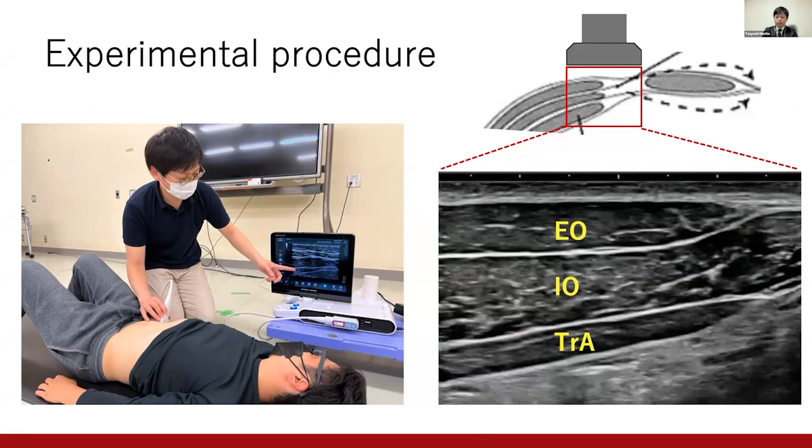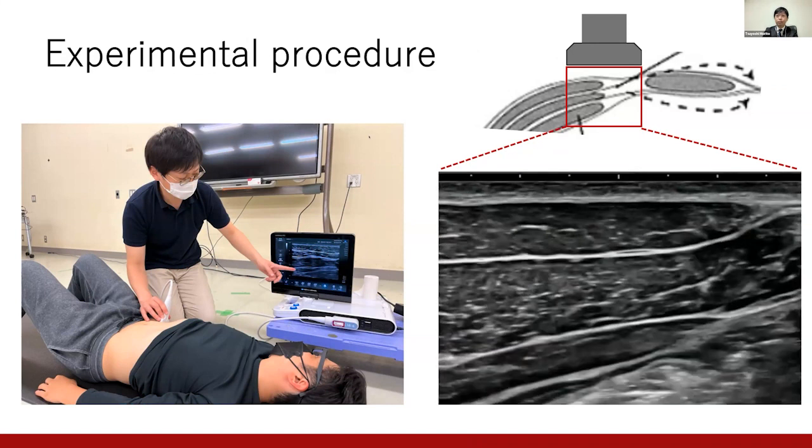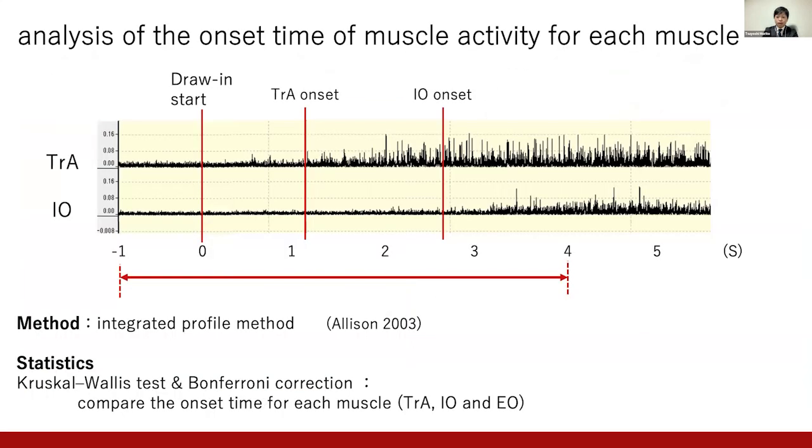At the trial, the participant was asked to perform a slow 5-second drawing maneuver. We analyzed the onset time of muscle activity for each muscle during the 5-second drawing maneuver. The horizontal axis is time. The analyzed section was from 1 second before to 4 seconds after the start of the drawing maneuver. The integrated profile method was used for onset analysis. Statistical analysis was performed by comparing the onset time of muscle activity for each muscle.